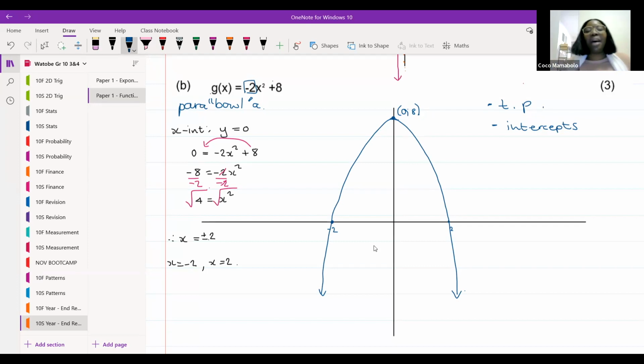All right, give me a thumbs up. Are we all happy with how to solve for parabolas?